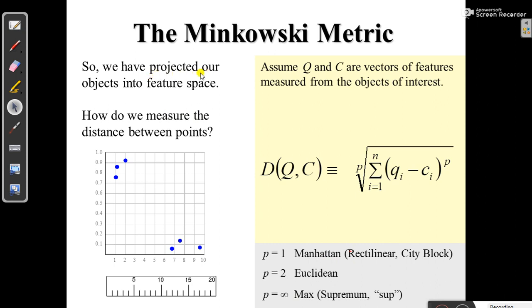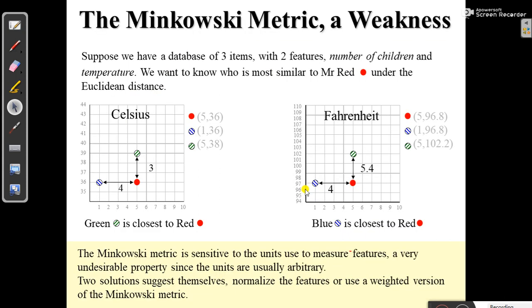So we have projected our objects into feature space. How do we measure the distance between points? We can use these two points. Suppose we have a database of 3 items with 2 features, number of children and temperature. We want to know who is most similar to Mr. Red under the Euclidean distance. So who is more similar, this one or this one? It will try to find the distance.